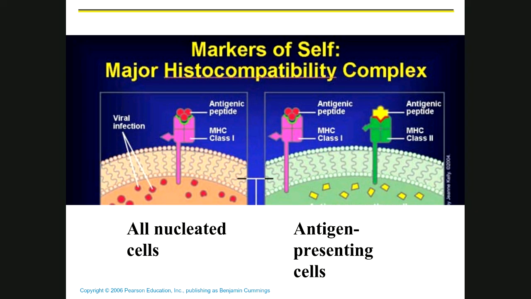Okay, well, remember, one of the main things about this part of immunity is it can tell the difference between self and non-self. Well, how do we know what self is? We have markers that determine self. They stick off of our cells.